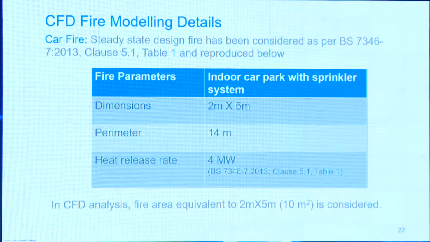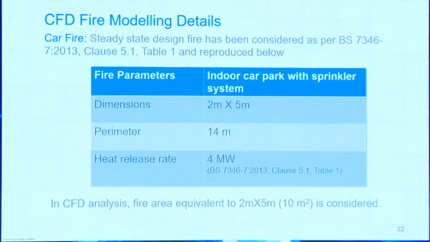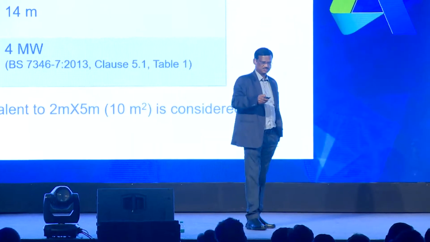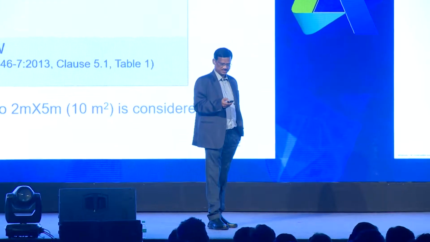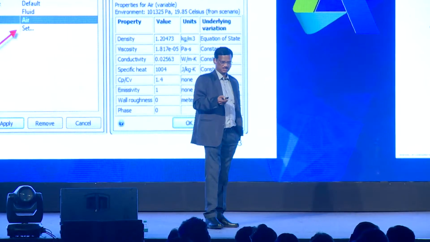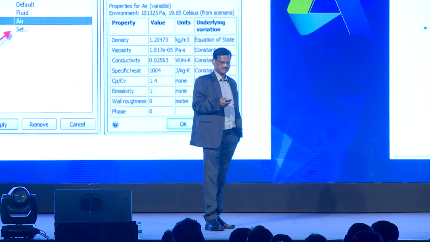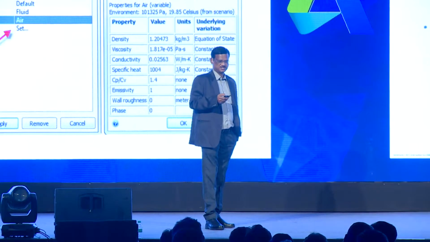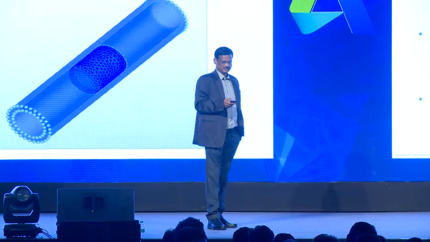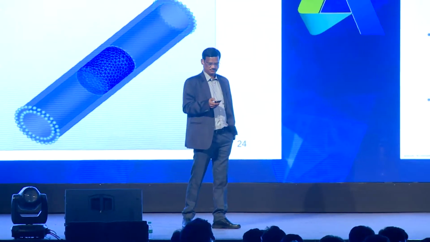The car fire is modeled based on the BS standard 7346, a 4 megawatt car fire with a 10 meter square area. This input is very important because the code specifies it, and we can use it. A typical model setup includes creating the air domain and then assigning the air properties. Of course, since high temperatures are involved, we specify variable density for the air. And the jet fan we modeled as a fan with a volumetric flow rate.